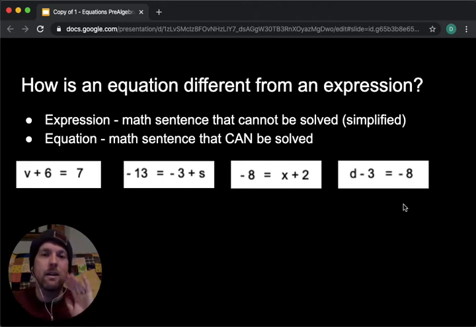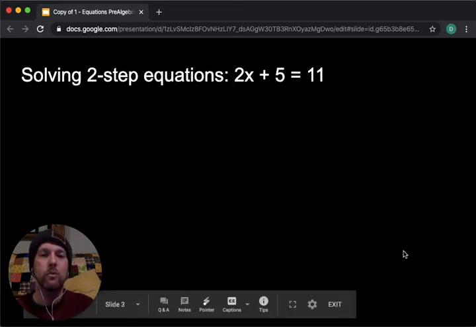So in these three equations, the expression would be v plus 6, but an equation is a math sentence that can be solved. So v plus 6 equals 7, or negative 13 equals negative 3 plus s, or negative 8 equals x plus 2. Each of these has terms in it and operations. You take your terms, and then the operations tell us what we're doing with those terms.